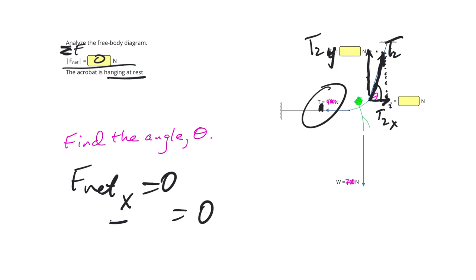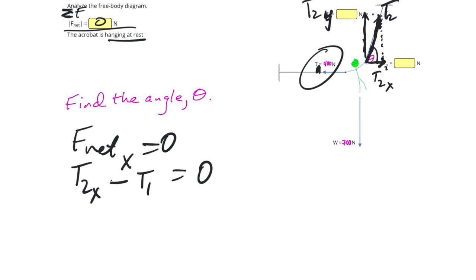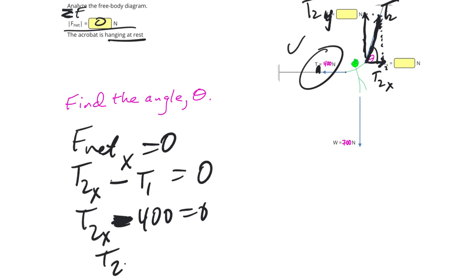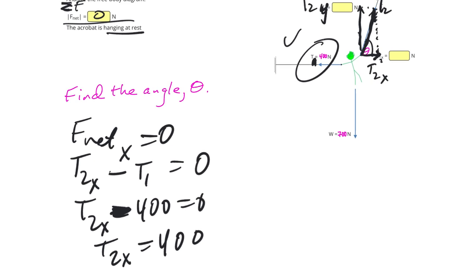So T2X is positive, and then minus, because he's going the opposite direction, T1 is 0. So I can find T2X because T1's given. So T2X minus 400 equals 0. So T2X equals 400. Now you can do a trick right here to find what the angle is.